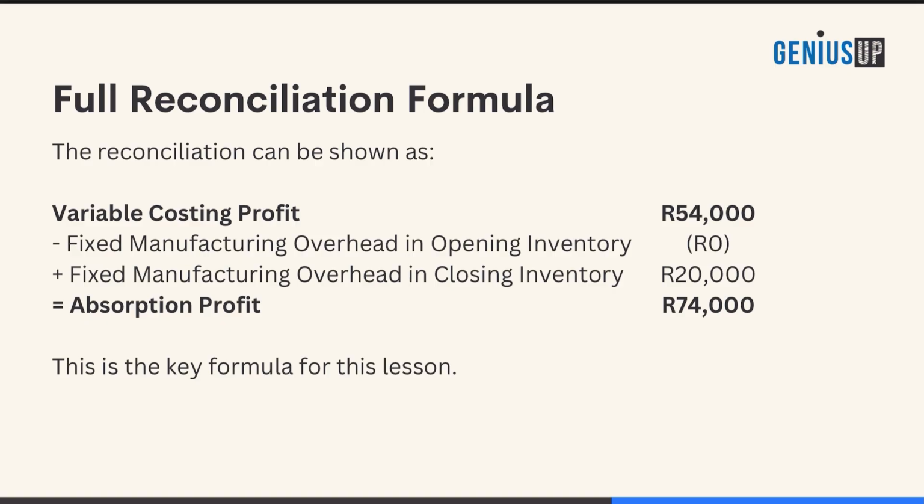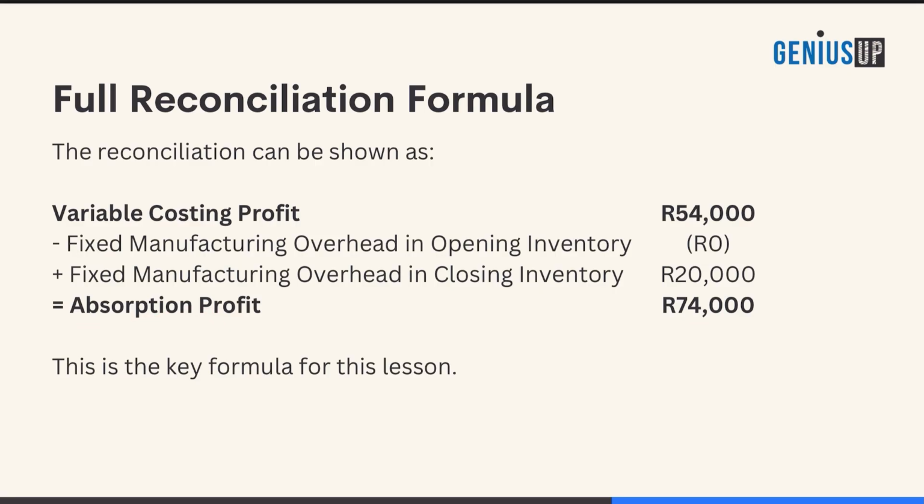So the reconciliation can be shown as this. To move from variable costing profit to absorption costing, you always subtract the fixed manufacturing overhead sitting in opening inventory, and then you add the fixed manufacturing overhead sitting in closing inventory. So this is the key formula for this lesson. And just to note, if you want to memorize, always start with variable costing profit, subtract fixed overheads in opening inventory, add fixed manufacturing overheads in closing inventory, and that will give you absorption profit, right?